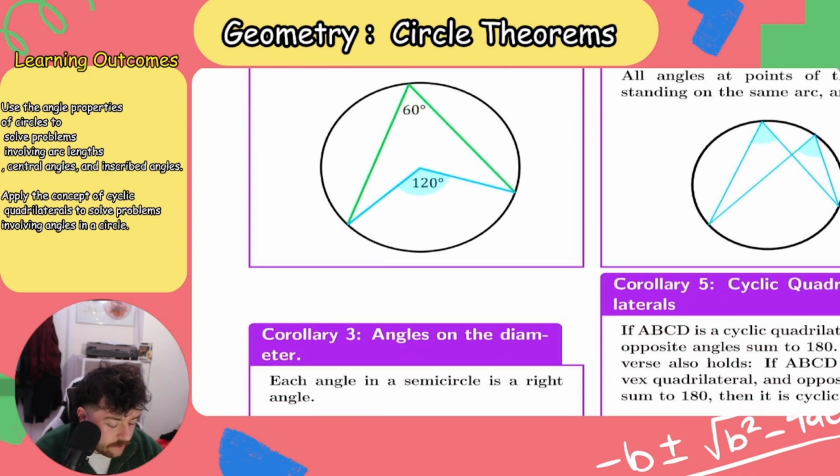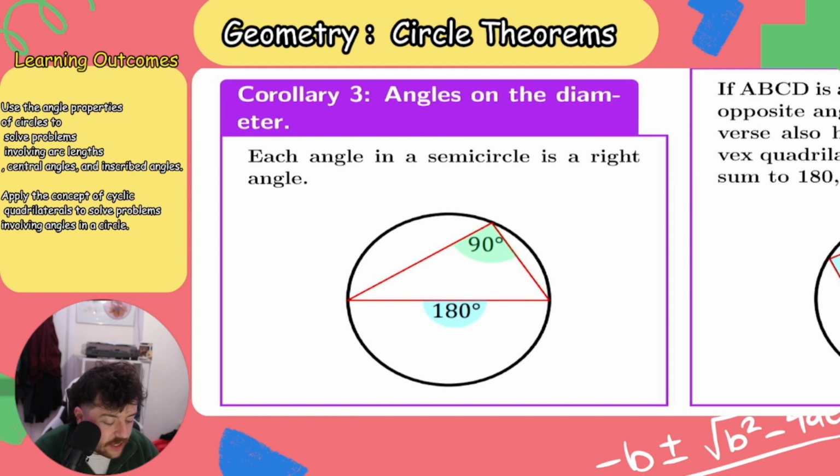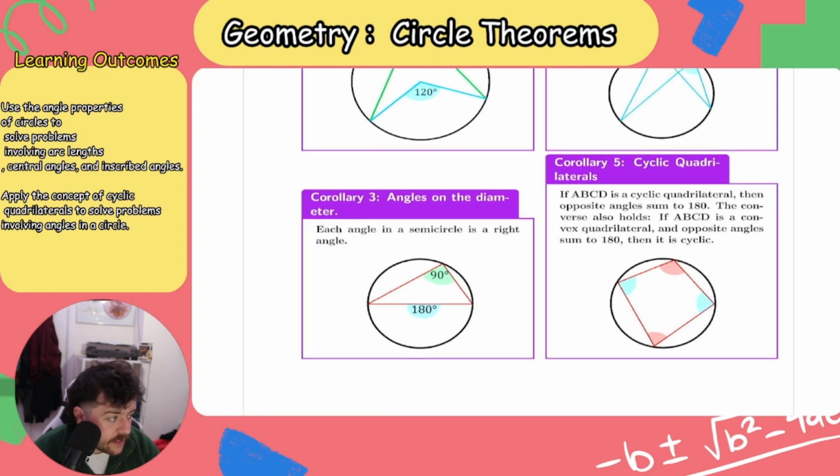That's corollary 3. So angles on the diameter: each angle in a semicircle is a right angle. That's an important one to know.